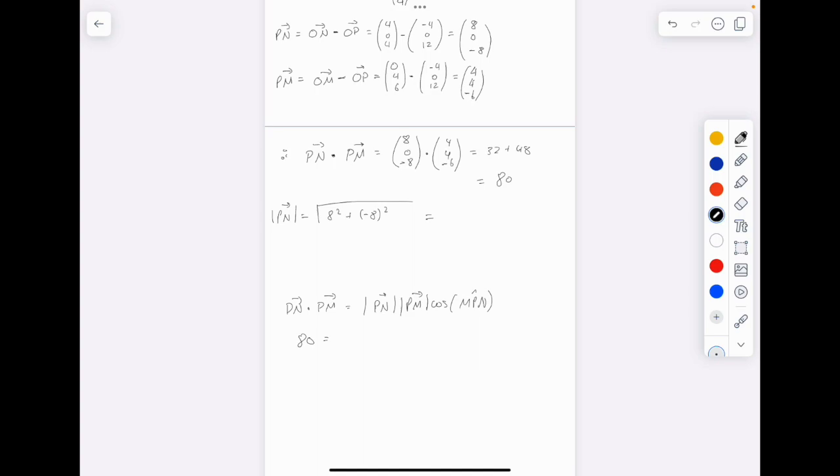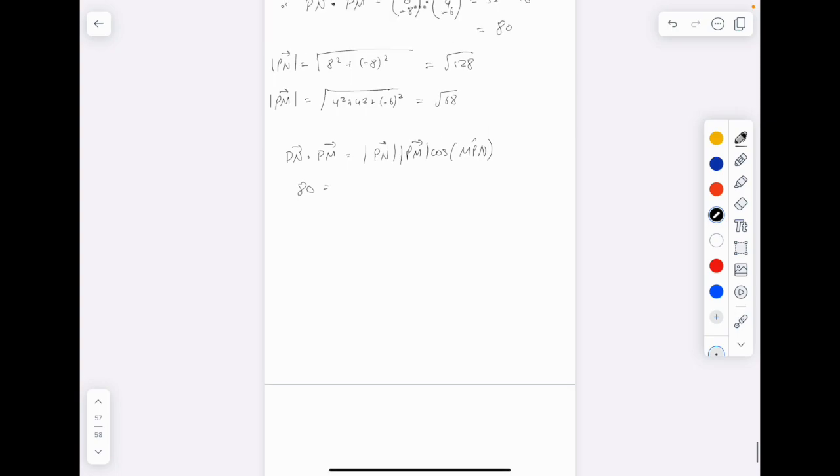Okay, so the magnitude here is going to equal the square root of 128. Magnitude of PM is 4 squared plus 4 squared plus negative 6 squared, which is equal to what? Well, that's going to give me root 68.